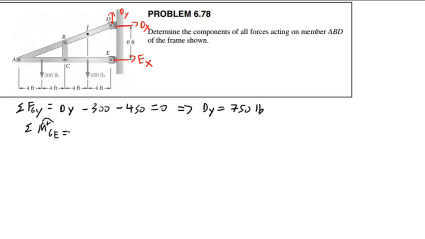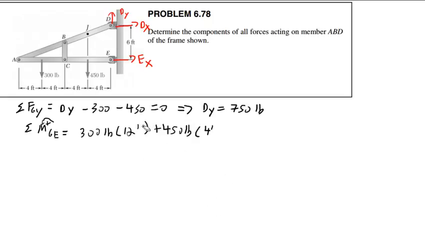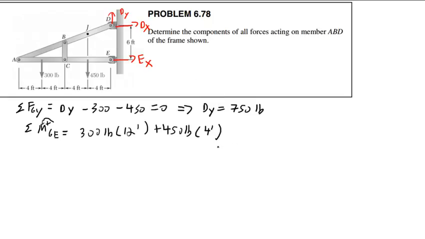Okay. So some moments on the global about point E. This force and this force are not going to generate moments about there because their lines of action both pass through point E. I'm going to have 300 pounds, positive moment, times a distance of 12 feet, plus 450 pounds times a distance of 4 feet, feet, not inches. You've got to be really careful with that, feet and inches.